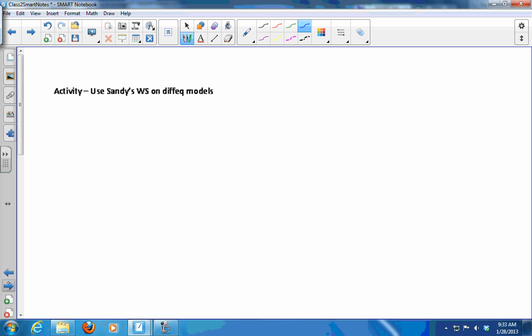And on the back of that, on the next page, is a little worksheet on modeling, where I've given you some assumptions, and I want you to try to write a model, differential equation, to model it. So you can work on that one in your groups.